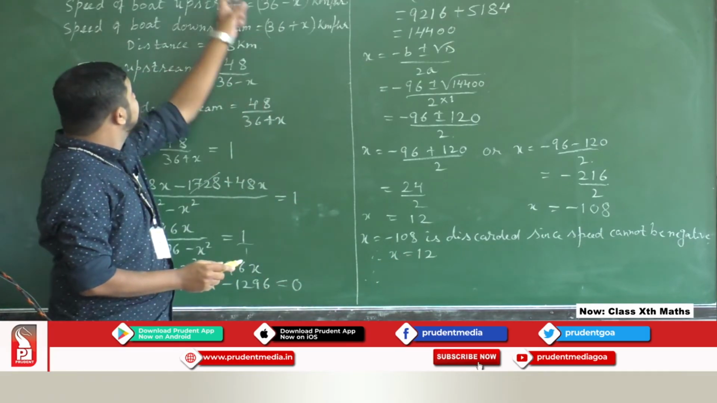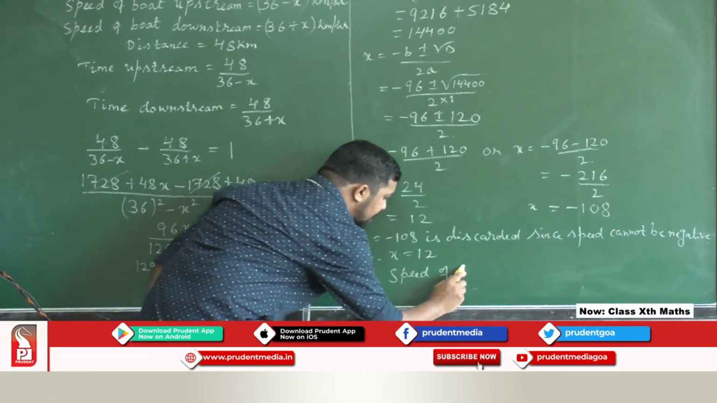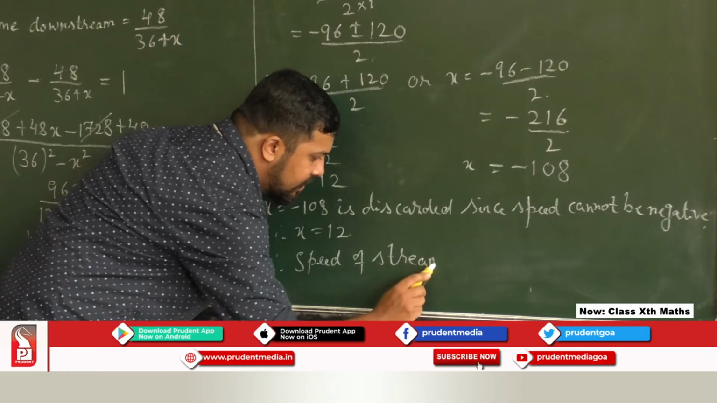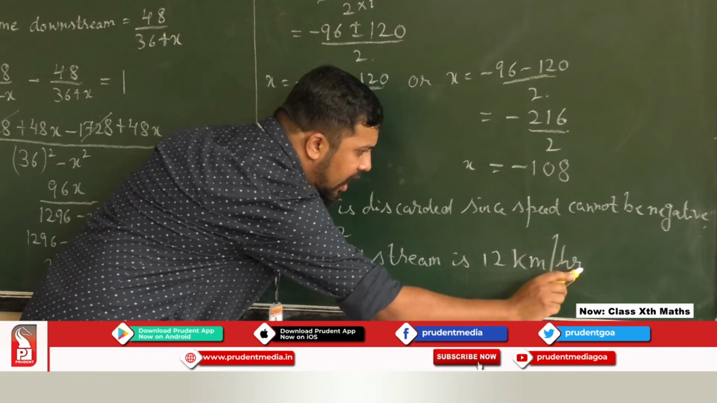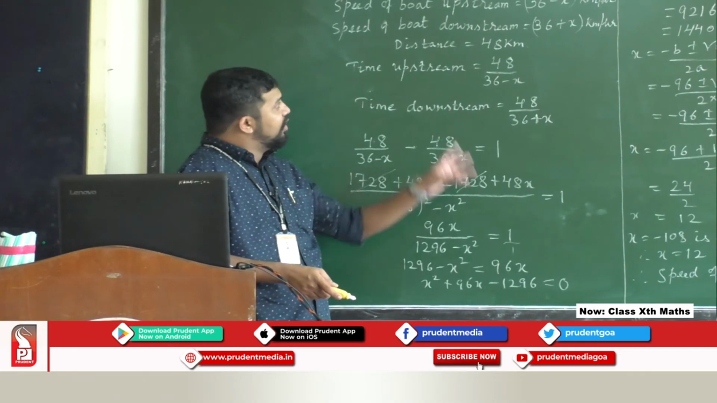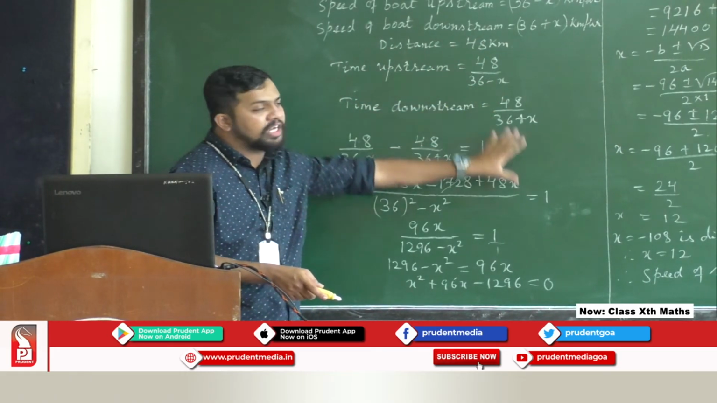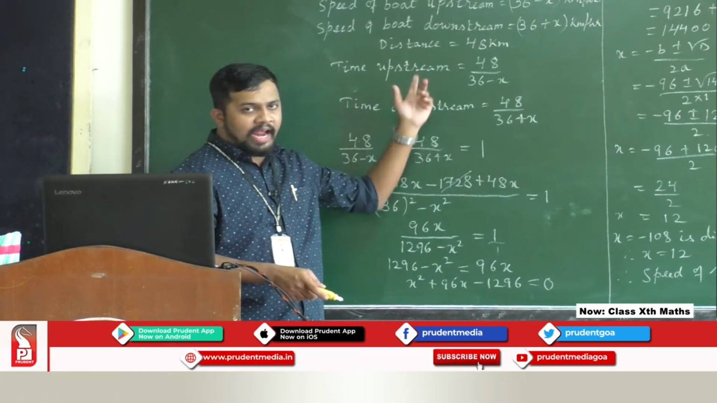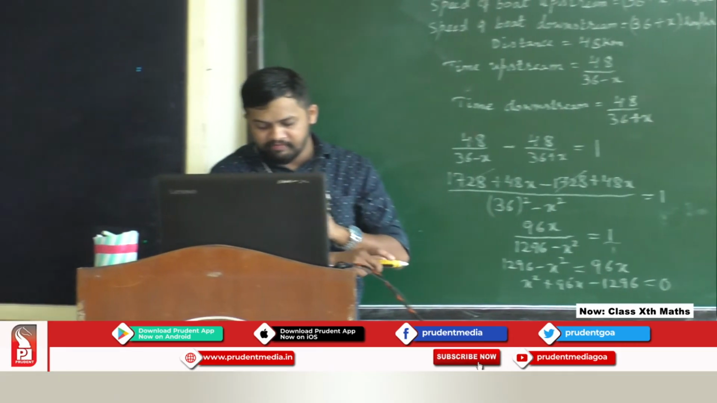Now, who is that x? Speed of the stream. Therefore, speed of stream is 12 kilometer per hour. Okay, so these are the two types of problems. One was finding the speed of the train and one was finding the speed using upstream, downstream. Only remember upstream means negative sign will come, downstream means positive sign will come. Remaining concept is same. Speed increase, time decrease. Speed decrease, time more.